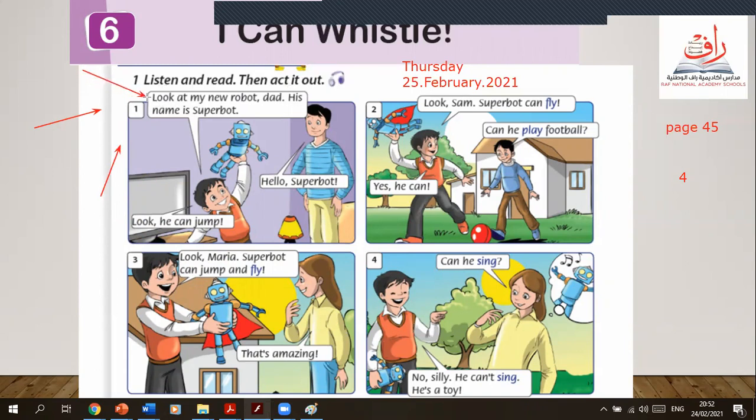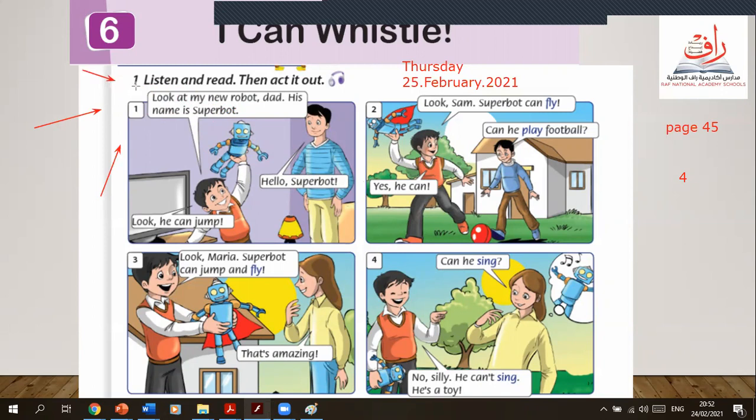Let's go for number one. Look at my new robot, Dad. Look at my new robot, Dad. His name is Superbot. Again, his name is Superbot. Wow. Then the dad says, hello, Superbot. Hello, Superbot. Again, hello, Superbot.